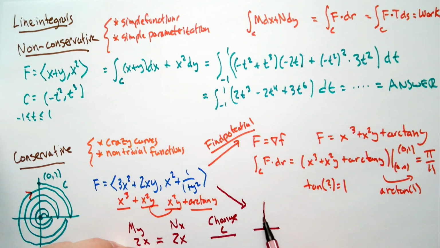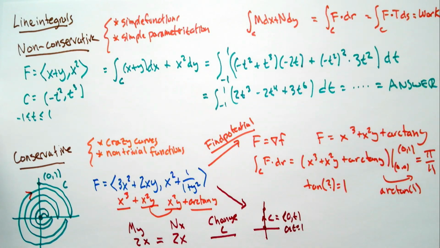Just the straight line segment up. There's our new curve. So we can change our curve. Now, we can only do that when we're conservative. If you're not conservative, don't do it, because it's not true. So in particular, we have that this is the curve 0, comma t, where 0 less than or equal to t less than or equal to 1.